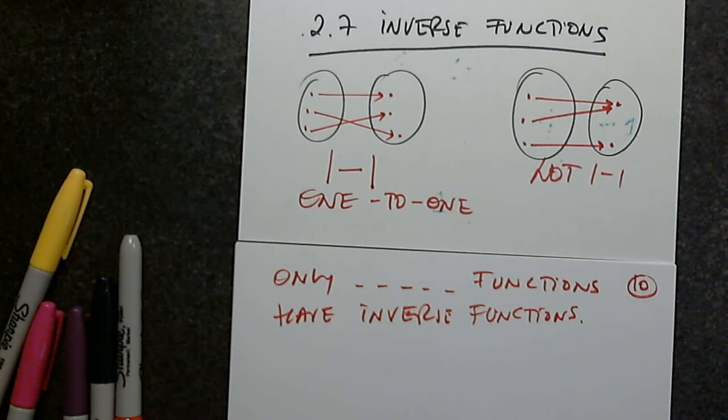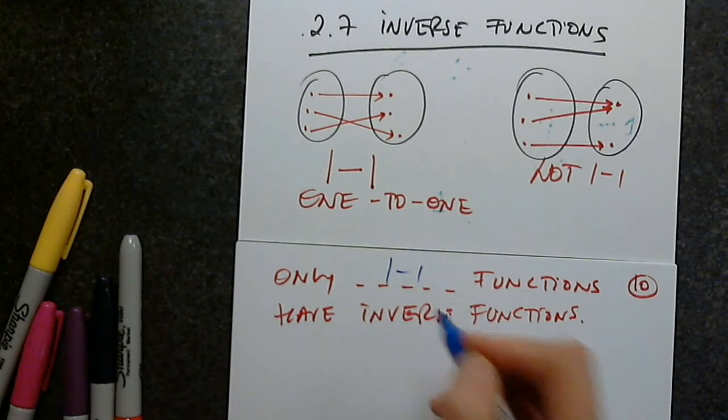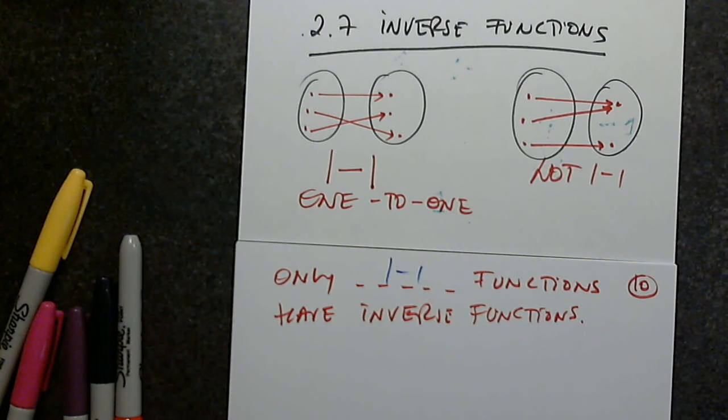Which functions have inverse functions always? Only? Exactly. Only 1-to-1 functions have inverse functions. If a function is not 1-to-1, it will not have an inverse that is a function. It will have an inverse, but not a function. Any questions on this so far?